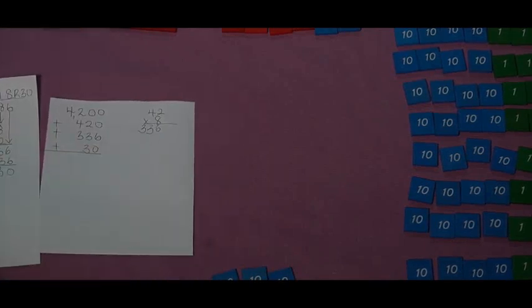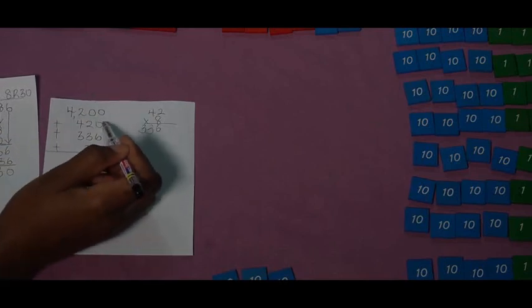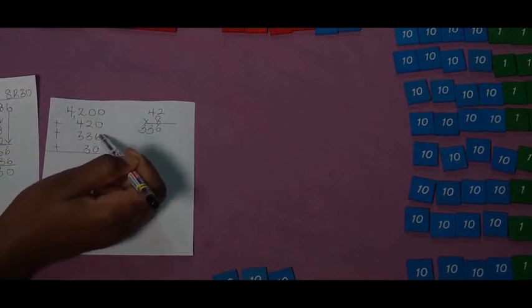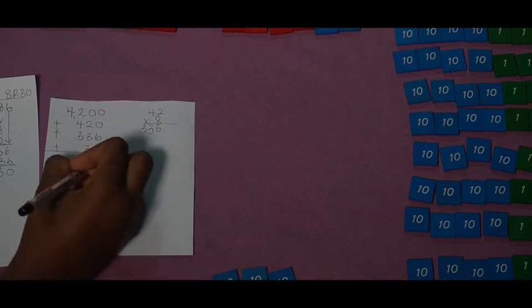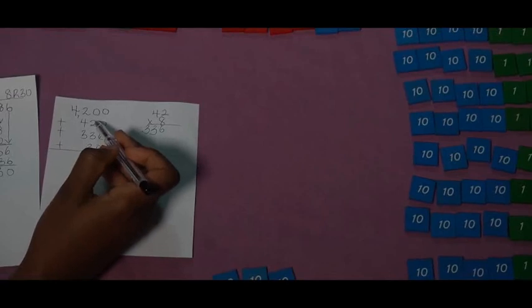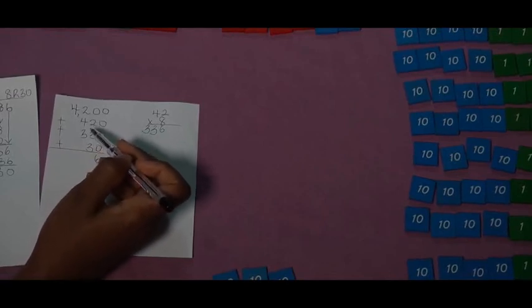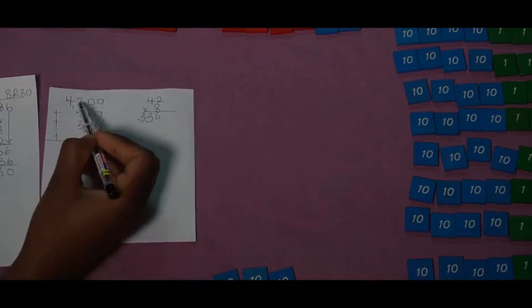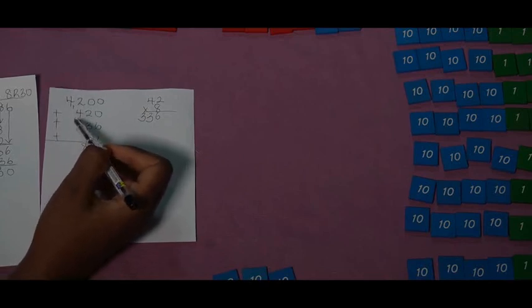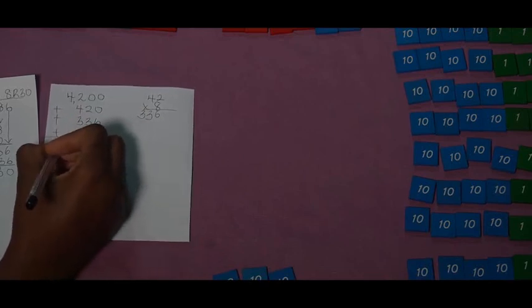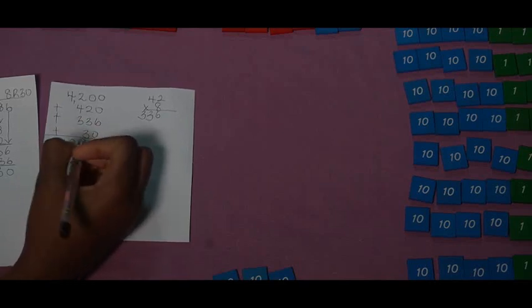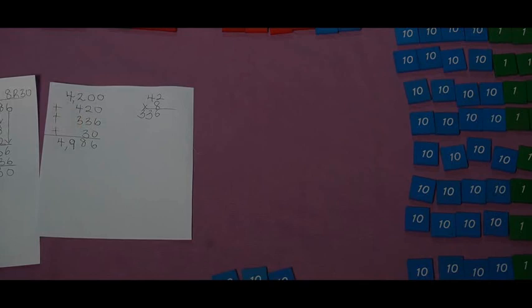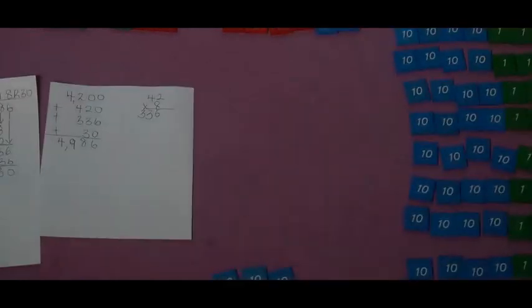Now, put them together. 0 plus 0, 0. 0 plus 6, 6. 6 plus 0, 6. 0 plus 2, 2. 2 plus 3, 5. 5 plus 3, 8. 2 plus 4, 6. 6 plus 3, 9. Then 4. 4,986. So the same thing as the dividend you started with. So your quotient is correct.